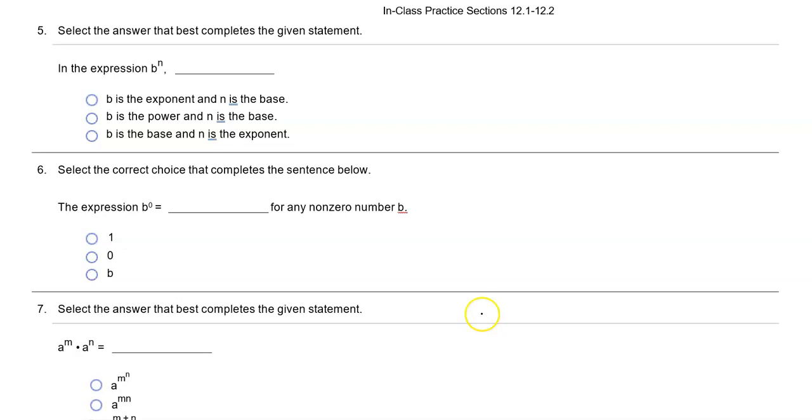Select the answer that best completes the given statement. In the expression b to the n, of course, b is the base of the expression, and n is the exponent.